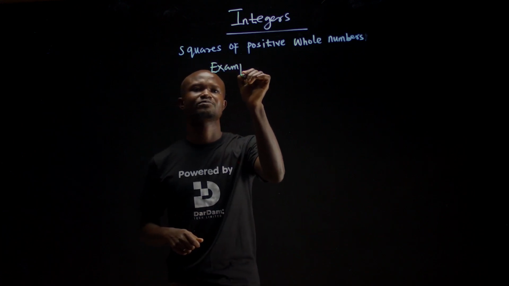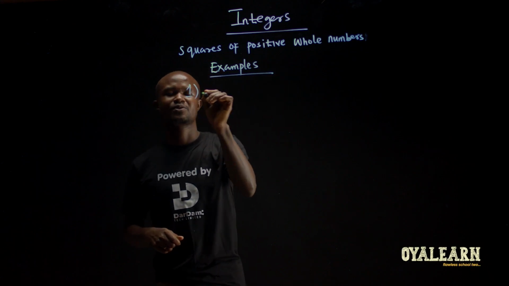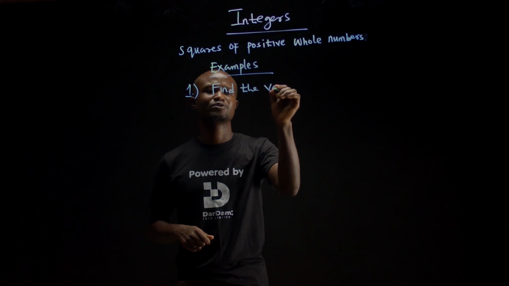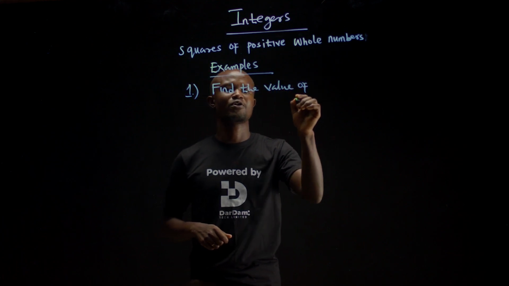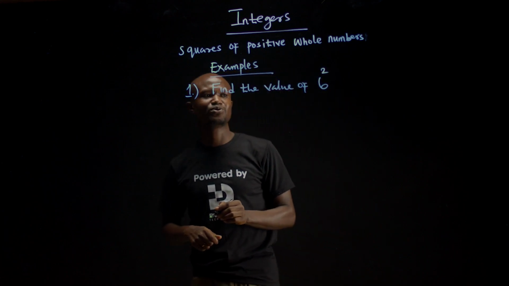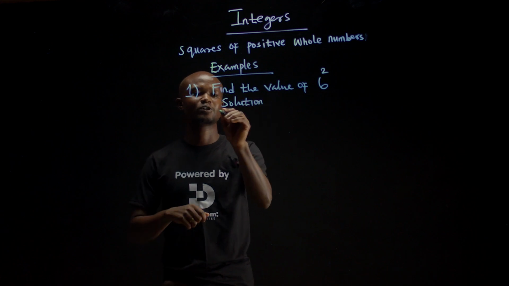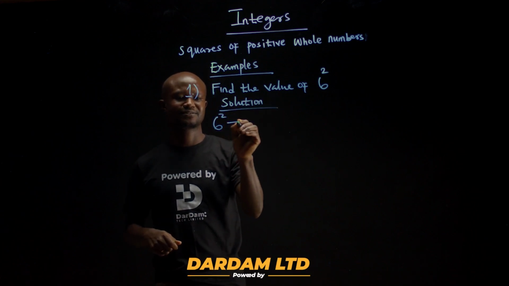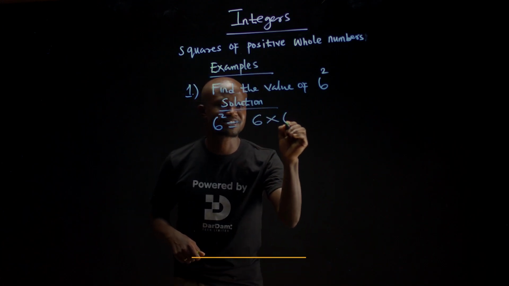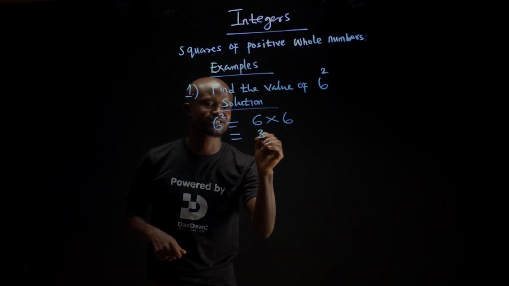Examples. One, find the value of 6 square. Solution. 6 square is the same thing as what? 6 times 6. And this will give us what? 36. That's the answer.